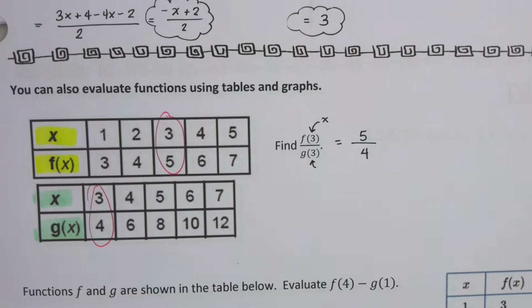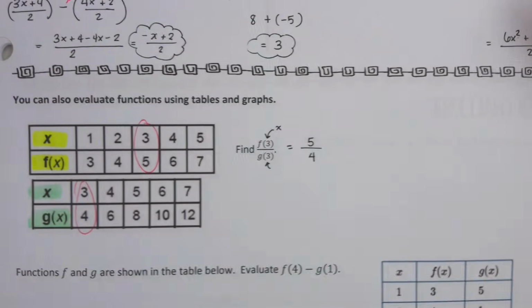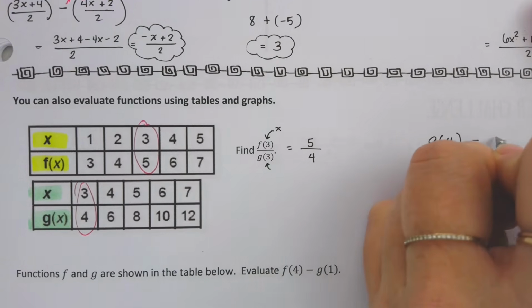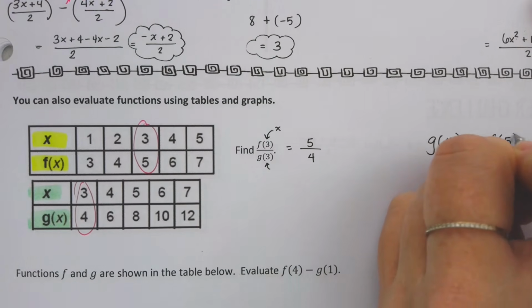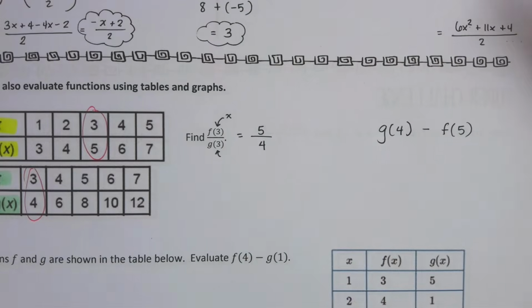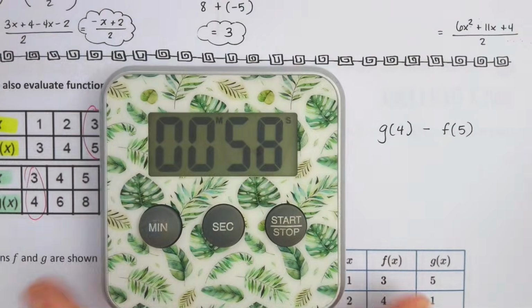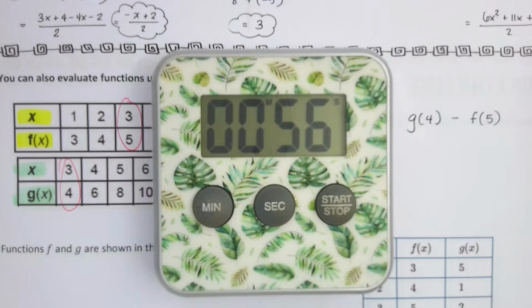On your whiteboard, using this same set of tables, I want you to find G of 4 minus F of 5. G of 4 minus F of 5 on your whiteboard, and then hold it up. Let's take a minute. I think these are pretty easy. G of 4, use the G table. F of 5, use the F table. Then subtract.